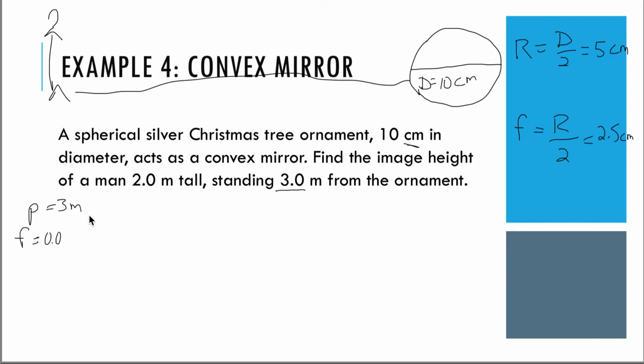Sorry, 0.025 meters. That's better. Okay, so once we have p and f, we know that we can find q. We just derived it in the previous example: once you start with the mirror equation, 1 over p plus 1 over q equals 1 over f, and solve for q, you get p times f divided by p minus f. You can look at the previous example to see that derivation. And that makes it a lot faster to plug in the numbers.